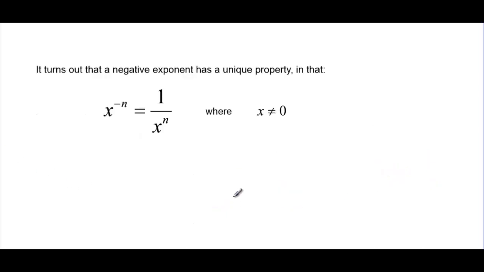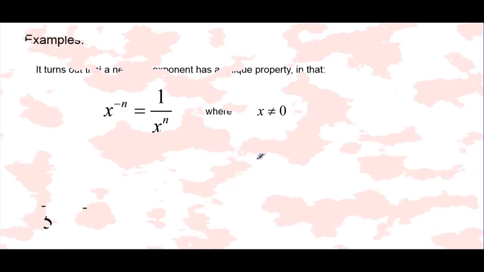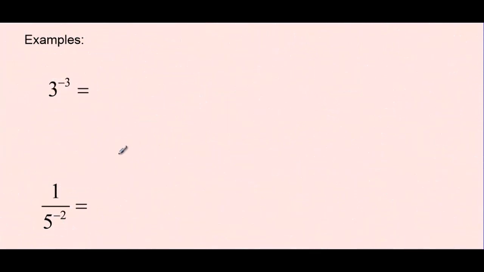Here's the official way to write out that rule. It works for variables as well. So any number to a negative exponent will just equal 1 over that same base to the positive exponent. And of course, we have this rule where that number can't be 0, for simple reasons that we can't divide by 0. So quickly looking at some other examples.